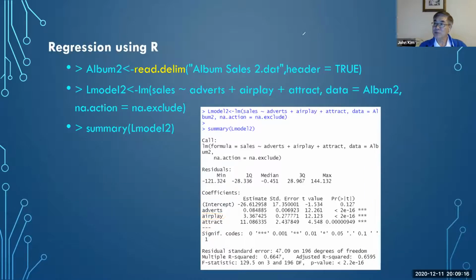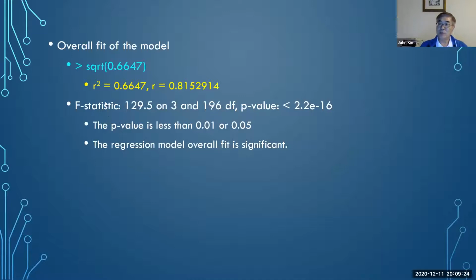Using this output, the F statistic is 129.5. We don't know the F critical value, but anyway, the p-value is very small. So the p-value is less than whatever, 0.01 alpha or 0.05 alpha. So this model is significant, so it is developed well.